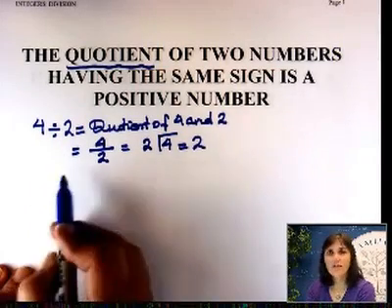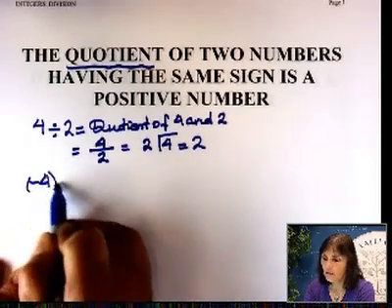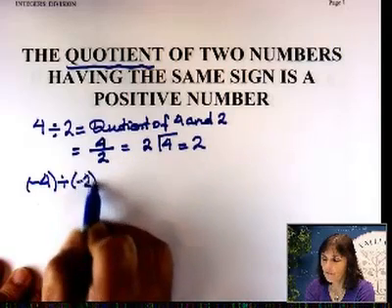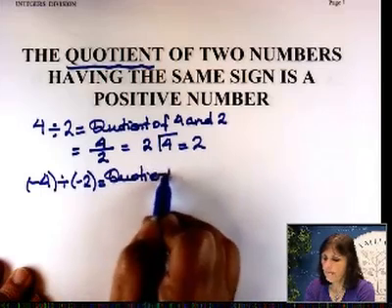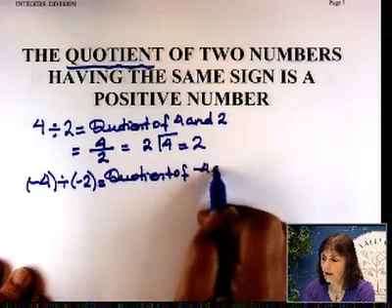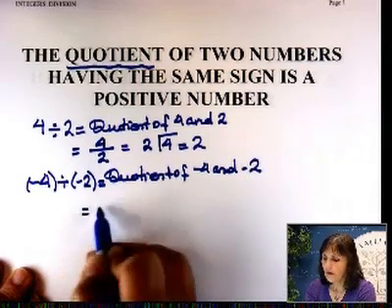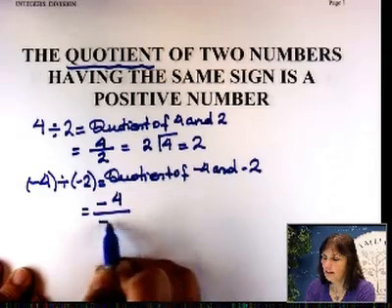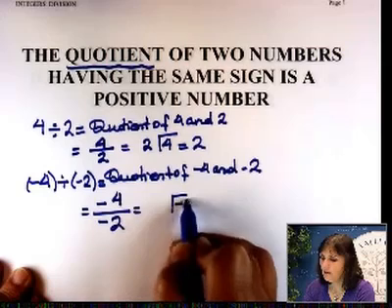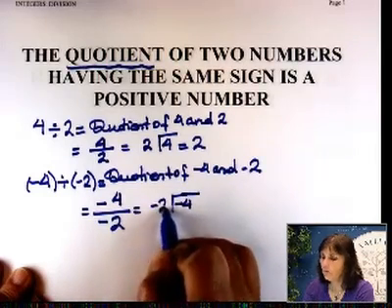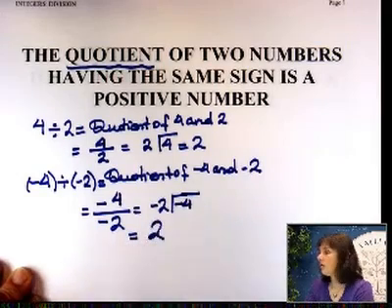Alright, now let's have the same sign, but this time they are not positive, they're negative. Put parentheses around it. Negative 4 divided by negative 2. The quotient of negative 4 and negative 2. You can write negative 4 divided by negative 2. What is that? Both of them are negative. You're going to get a positive answer.